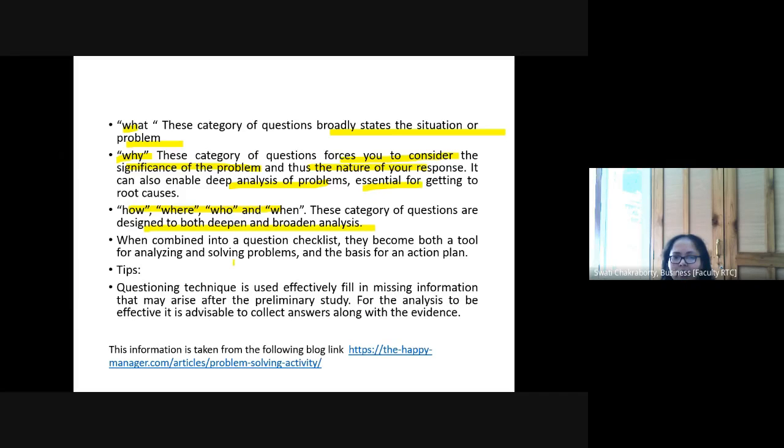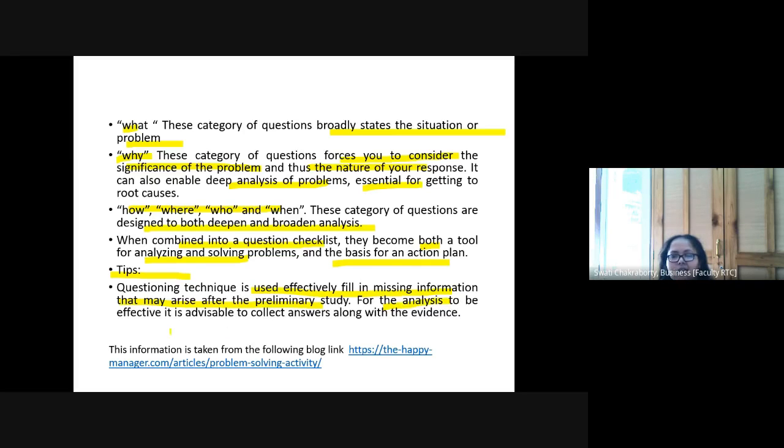When you combine all of these in a question checklist, they become useful both as a tool for analyzing and solving problems, and as a help for coming up with an action plan. Some of the tips here are for questioning technique. It's used effectively to fill in all the information that is missing after your preliminary study. When you do a preliminary study, some information may be missing, which can be filled in.